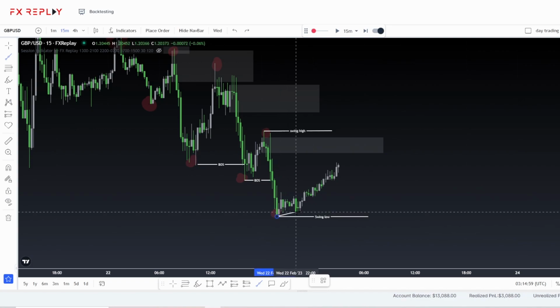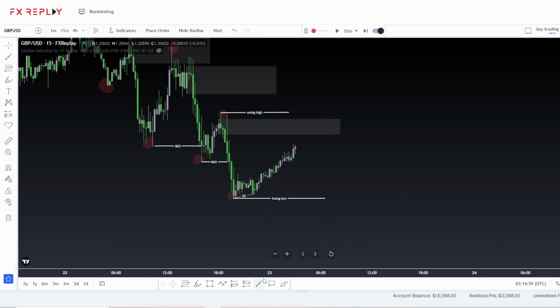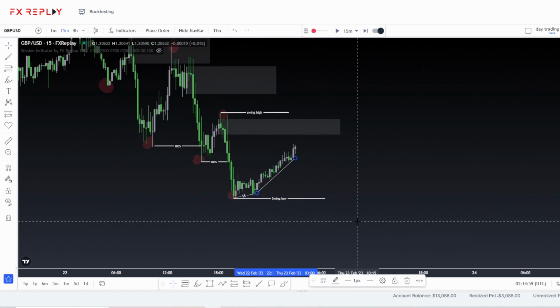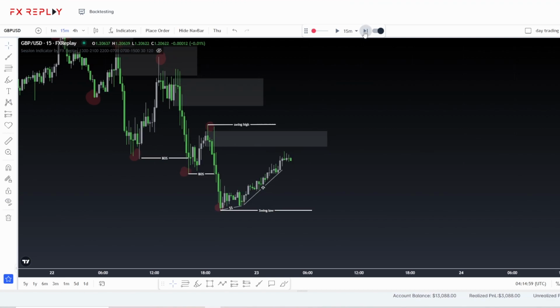As always, we're going to mark up liquidity as well. We have sell side liquidity to the downside there, and just a slight trend line there, being more sell side liquidity. Okay.